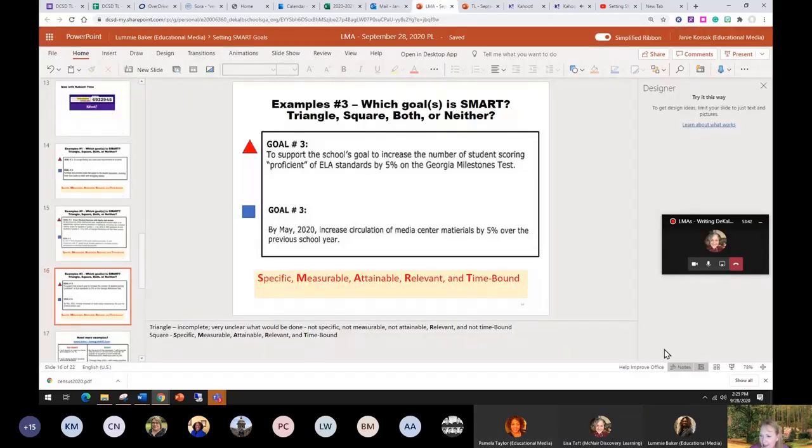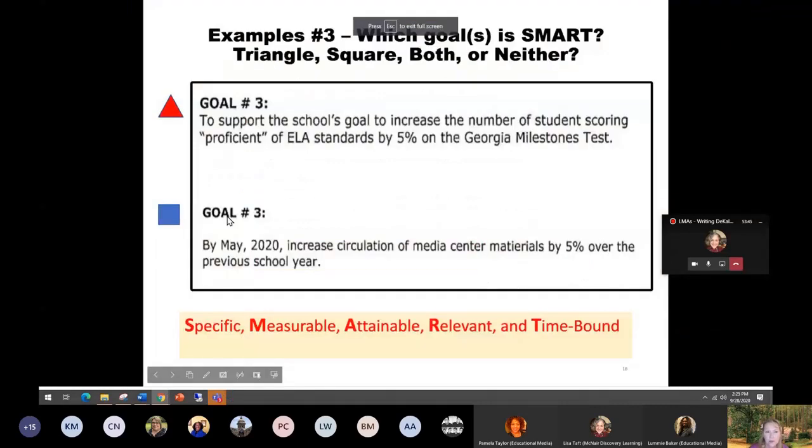So when we're looking at these last examples, who can unmute and tell me specifically what the triangle goal is missing? Anyone? What is this one missing? Time bound. Time bound. Excellent. Thank you so much. And goal 3, even though it is a very short goal, in terms of how it's expressed, it has all of the qualifications that do make it a SMART goal.